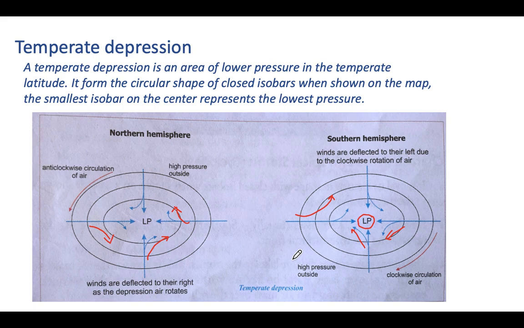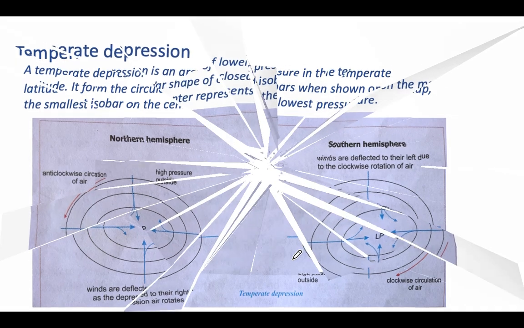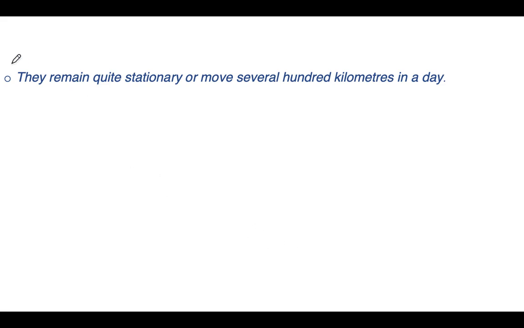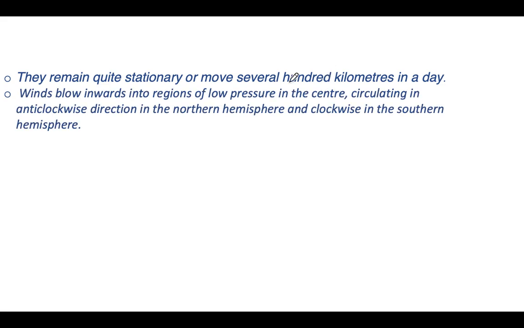On the other side, we can also look at the actual movement. We can say they remain quite stationary or move several hundred kilometers in a day. Also, winds blow inwards, into the regions of lower pressure. So we have to know that in the center there is lower pressure, circulating in the anti-clockwise direction in the northern hemisphere and clockwise in the southern hemisphere. So that's what we have.